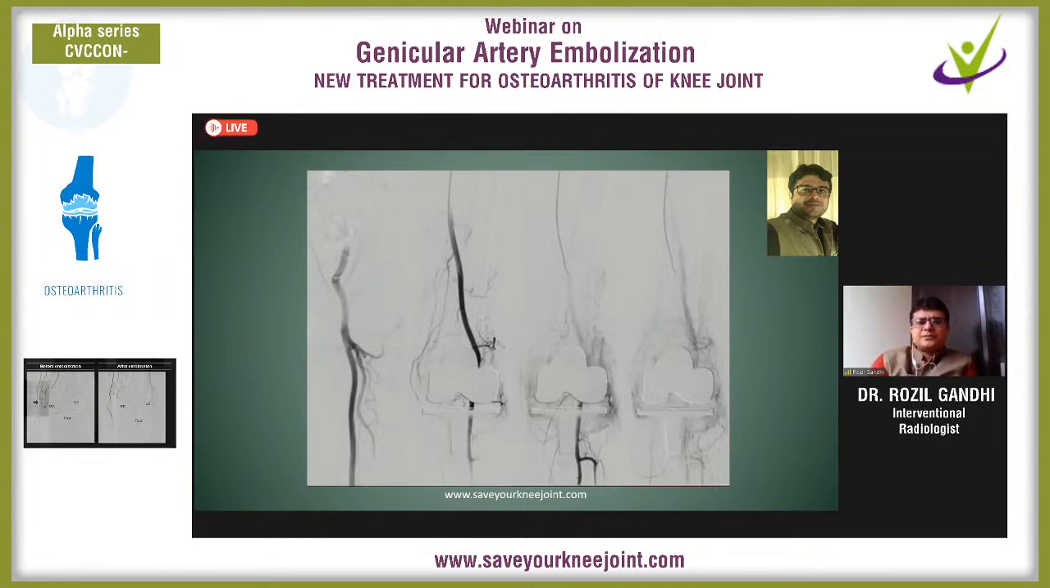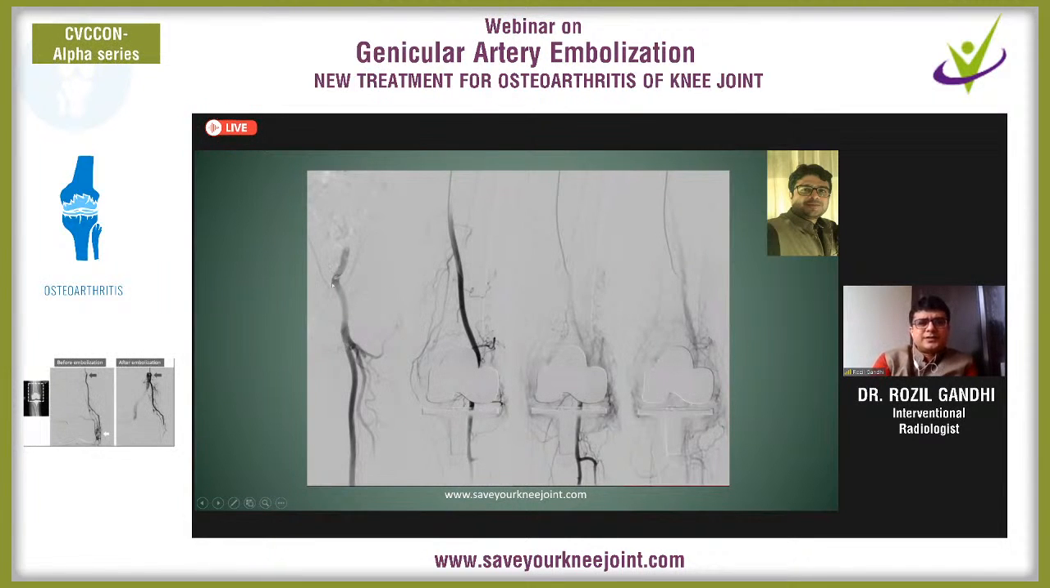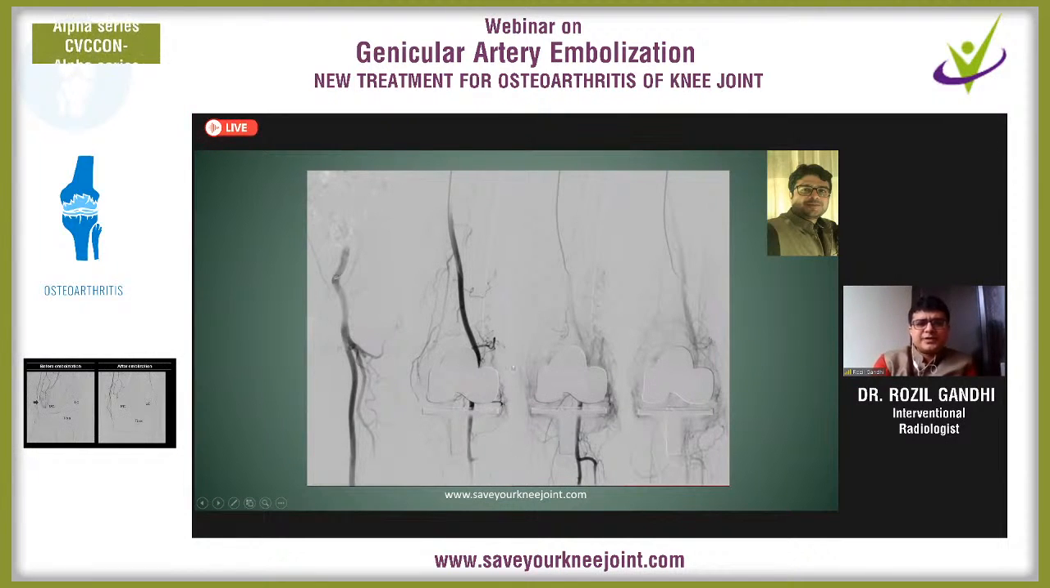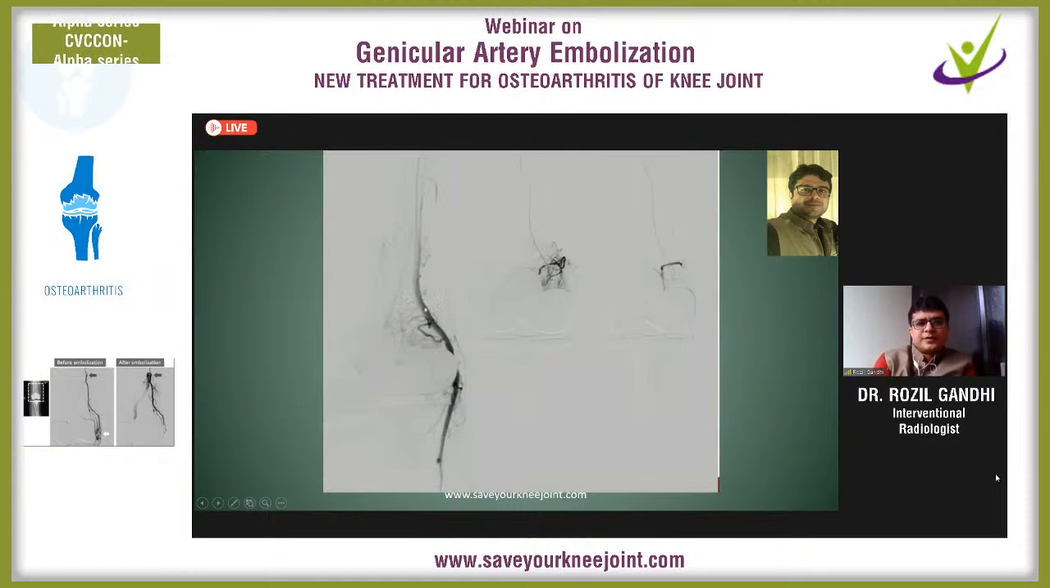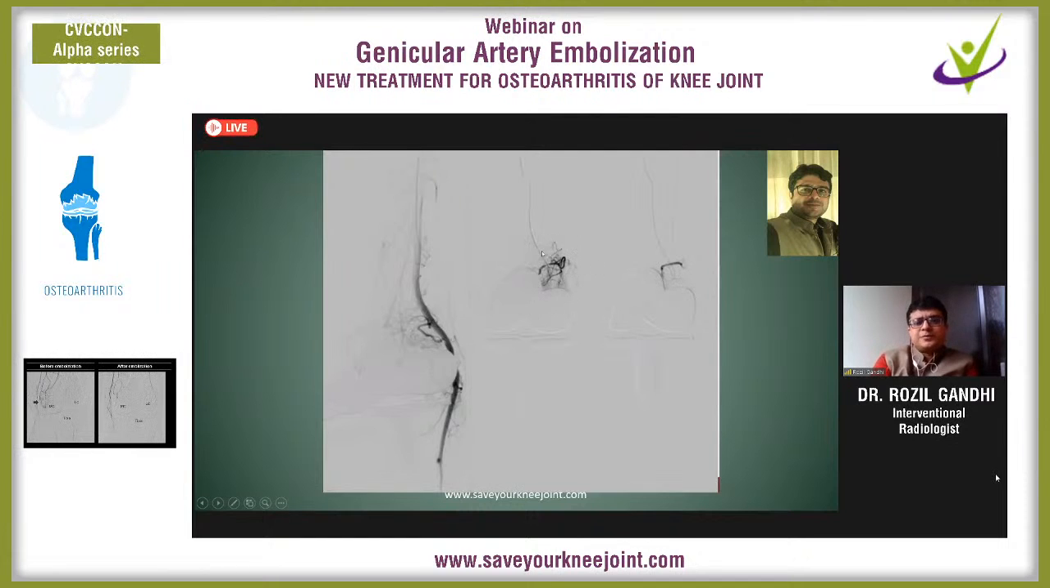Coming to the angiograms and cases, this is the common femoral artery angiogram, this is the superficial femoral, and this is the deep femoral. This is the distal femoral artery, this is the patient with TKR, this is the DSA image, subtracted image. You can see the black hypervascular blush more on the medial side. We are going super selectively into the superior medial genicular artery. You can see the blush.